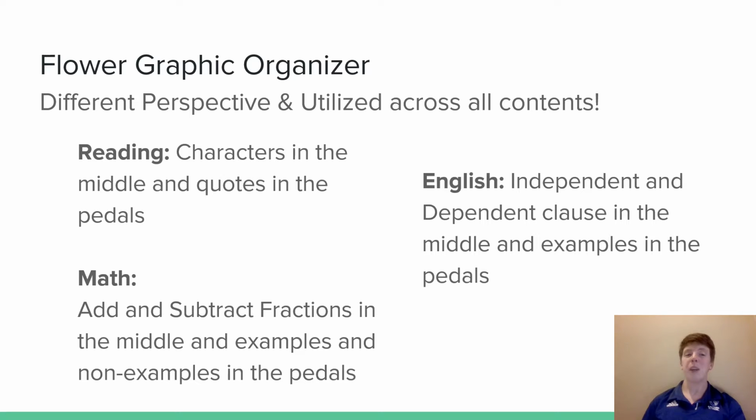An example for reading characters might be a certain character name in the middle of the flower, and you could give character traits or character quotes in the petals. A math example could be that you're working on adding and subtracting fractions. You write that as your title in the middle, and you give some examples and non-examples in the petals. An English example, maybe you're working on independent and dependent clauses. You write that title in the middle, and you give some examples or non-examples in the petals around it.